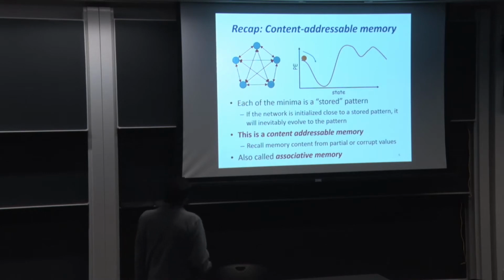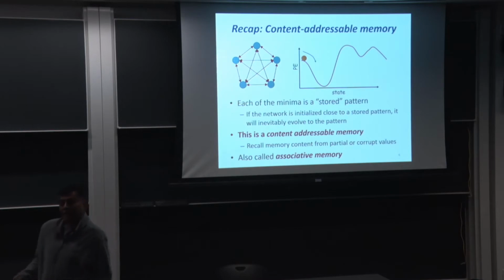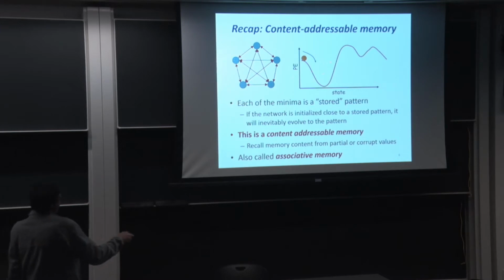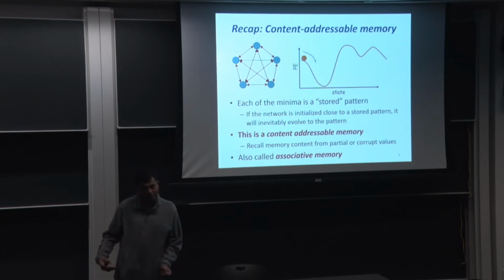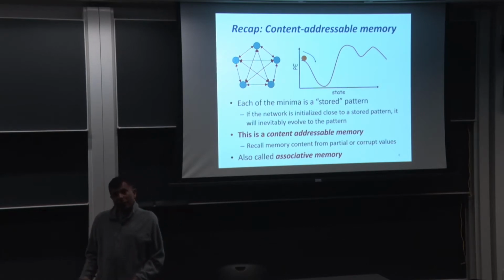This, we saw, is content addressable memory. If you could somehow design the network such that these local minima were patterns that you wanted the network to remember, then if you initialize the network at some corrupted version of these patterns, the network would self-correct until it recalled the entire pattern.